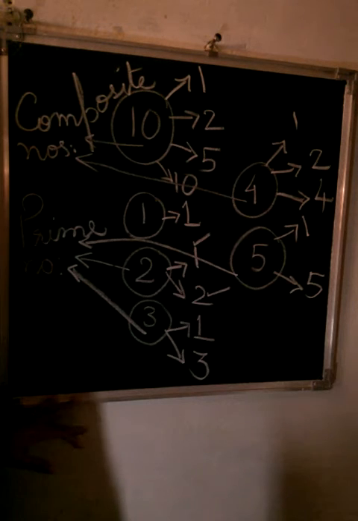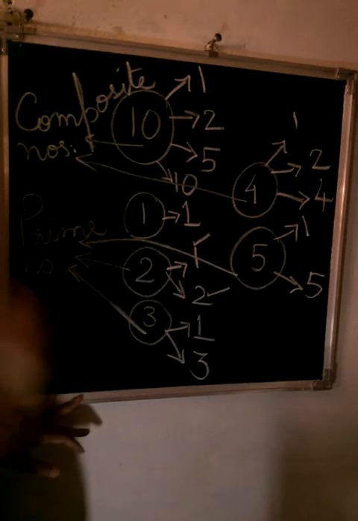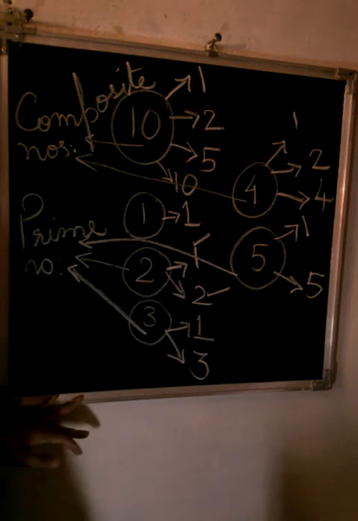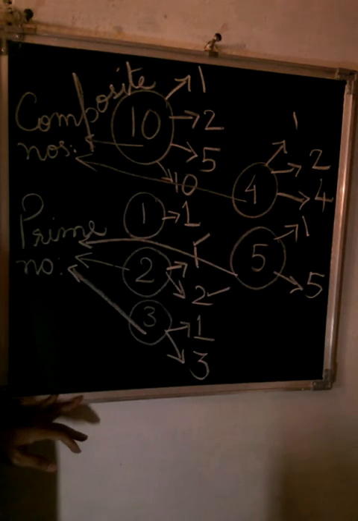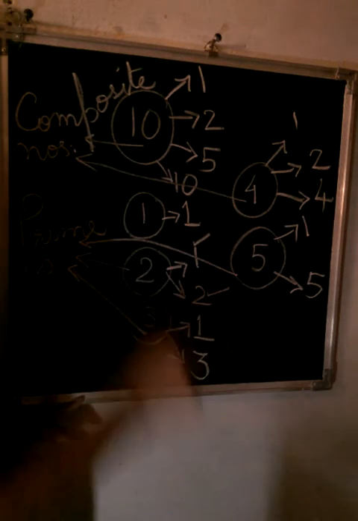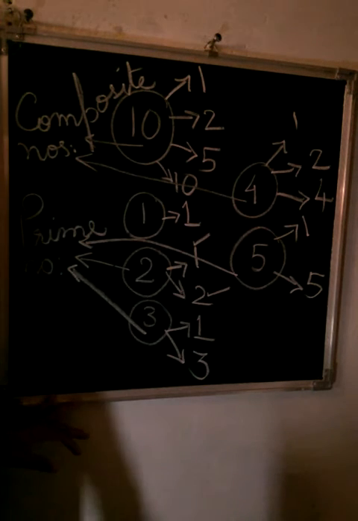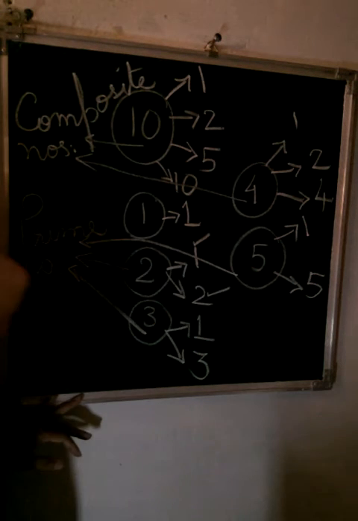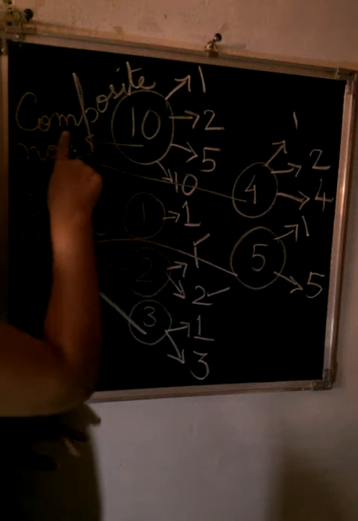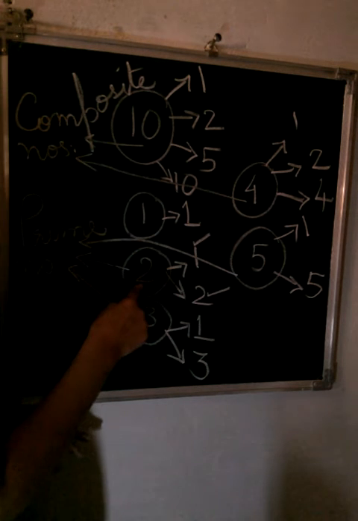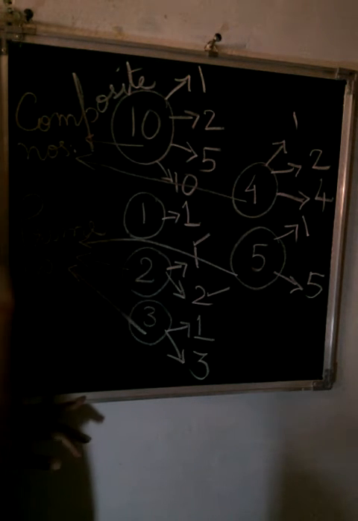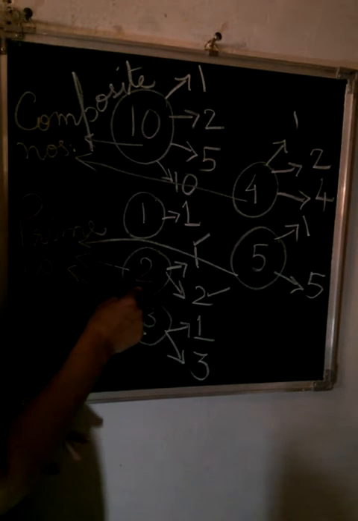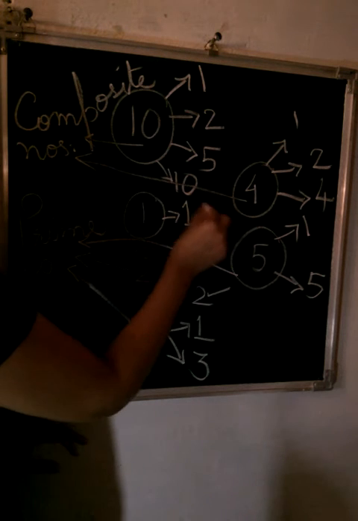Now what is the smallest prime number? 2 is the smallest prime number. 2 is the only even prime number. And what is the smallest composite number? 4. So we've spoken about prime numbers, composite numbers, the smallest prime number, the smallest composite number, and the smallest even prime number. What about 1?